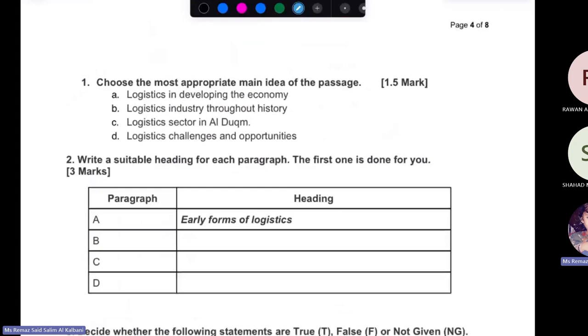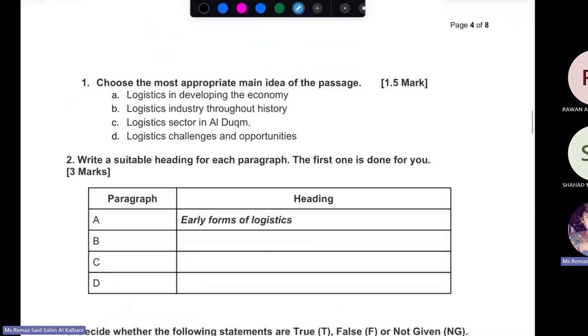The first one, how would you do that? Choose the most appropriate main idea of the passage. So you read the questions first and then you go back to the paragraphs. The first question is asking you to choose which one of these topics is appropriate for the paragraph. Okay, which one in your opinion? Let's read each one of them and underline the keywords.